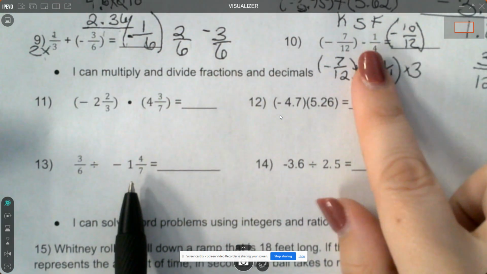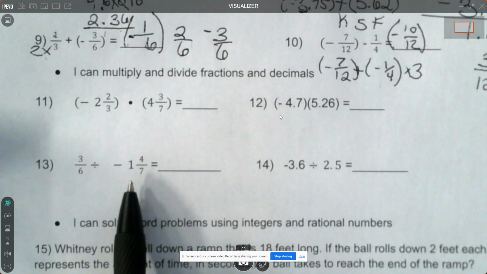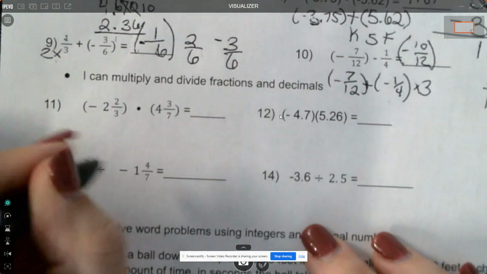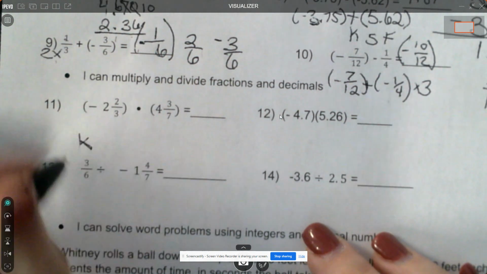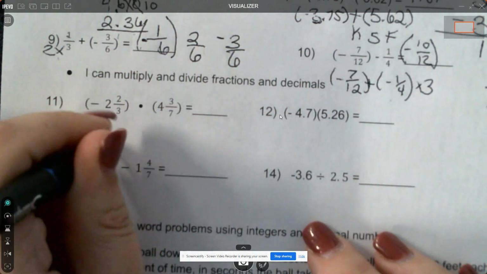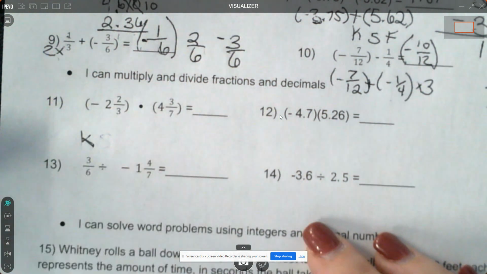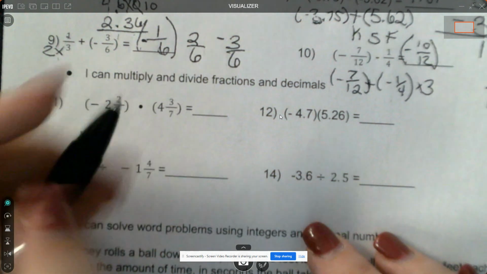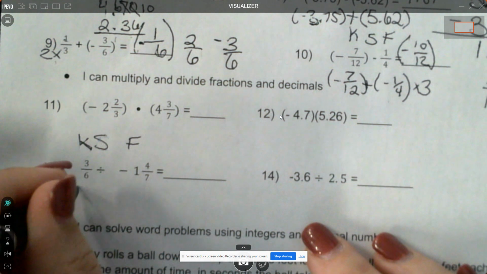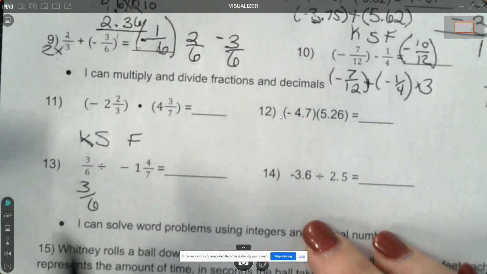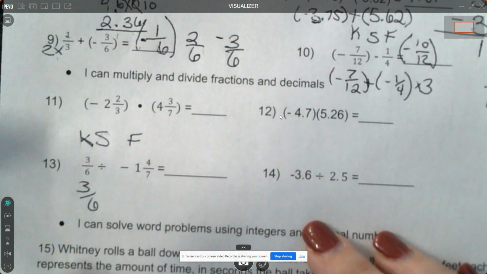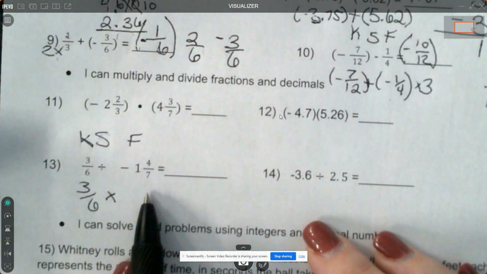Same thing you do when you have subtraction. What do you do when you divide fractions? Keep, switch, flip. So, good grief. I will eventually find a pen that works. There you go. So I'm going to keep the 3, 6. What do I change the division sign to? Times. And I'm going to flip this.